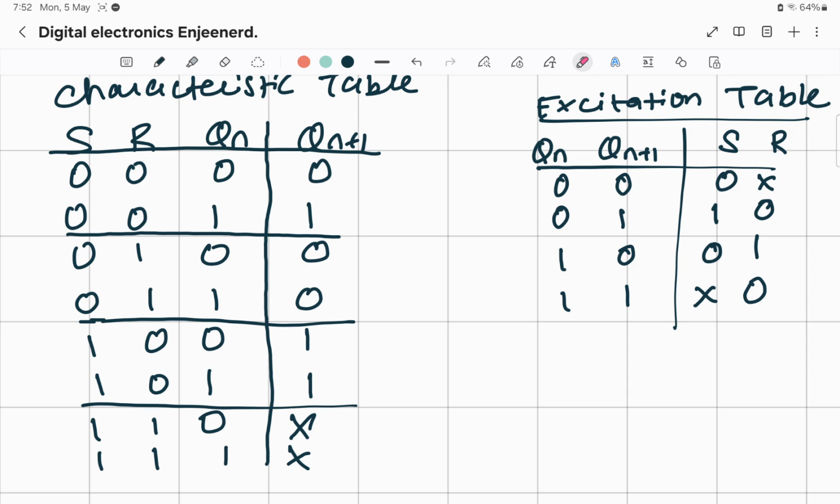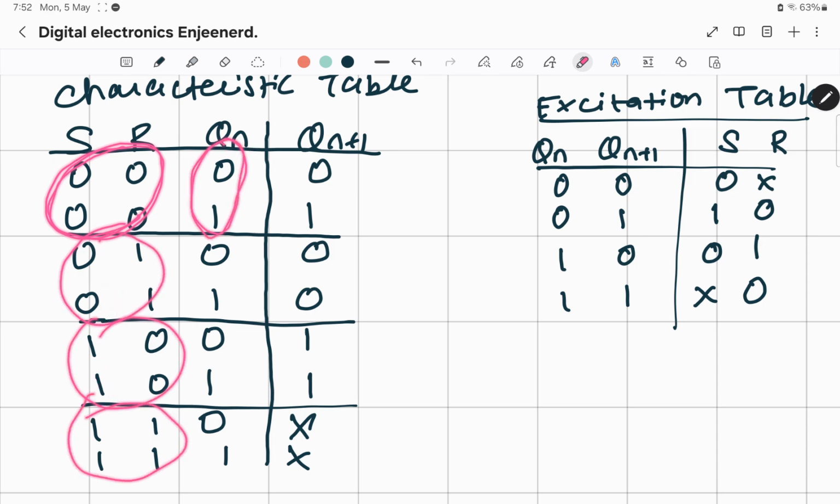What does the characteristic table mean? It means for a given S and R and the present state, what is my next state? If you see properly, these 8 combinations cover all 4 combinations of SR, 0 0, 0 1, 1 0 and 1 1, with both values of the present state.